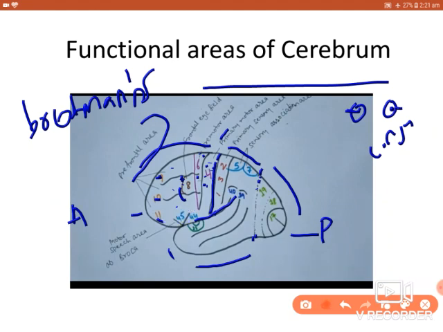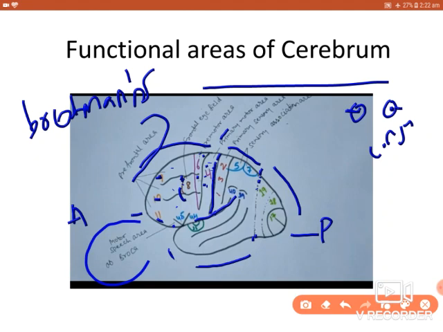Okay, so this area number 44 and this 45 here, you can see in this pars triangularis and this pars opercularis here. So this forms the motor speech area, area number 44 and 45. Motor areas of Broca's speech area, which is responsible for the production of expressive speech and vocalization.